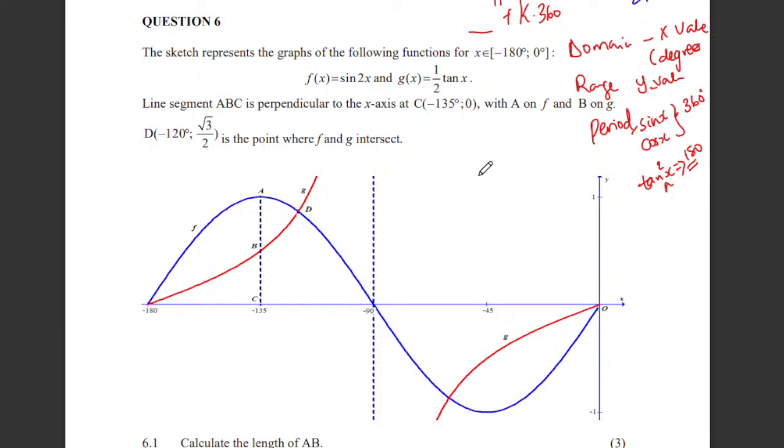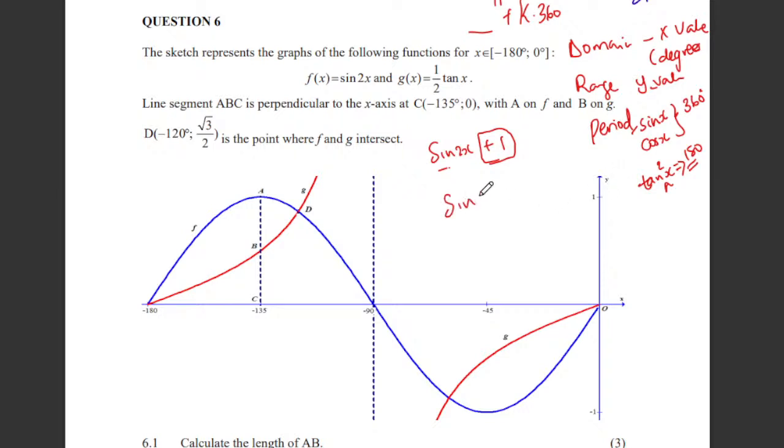Then at times we also talk about the shifts. Let's say we have sine of 2x plus 1. This one represents a vertical shift along the y-axis, which is upwards. So which means this graph was moved 1 unit up.